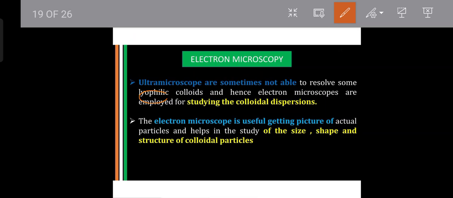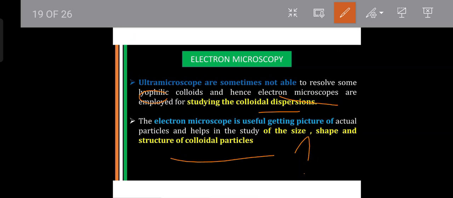So that's why the concept is here that sometimes it is very difficult even with the help of the ultra microscope. That's why we use the electron microscope. That is the only point, and by the help of the electron microscope we actually get the particle size, shape, and the characteristics or structure of any colloidal particle.